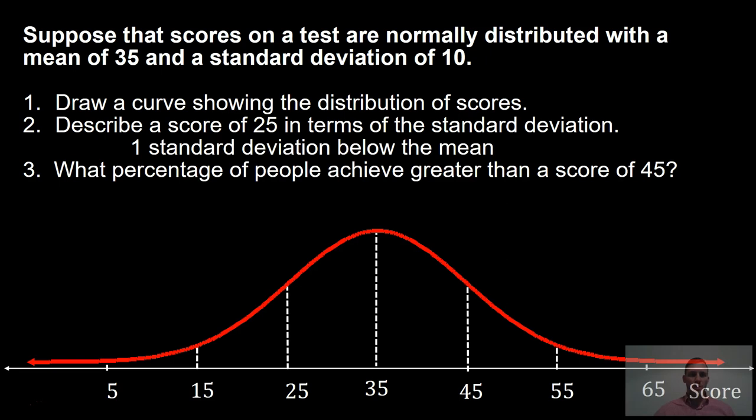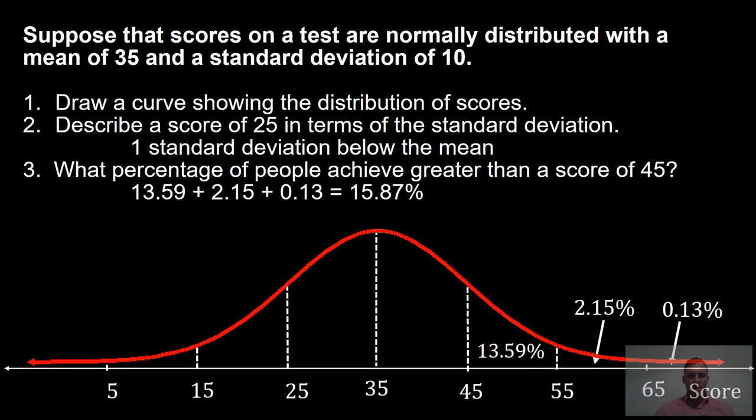What percentage of people achieve greater than a score of 45? All we have to do is add up the areas underneath the curve that are greater than 45. And we know what the percentages are because they're constant. And we can add them together and we get 15.87%.